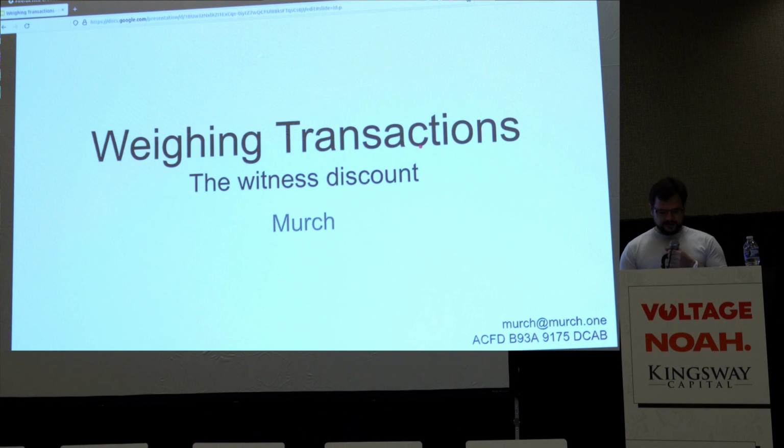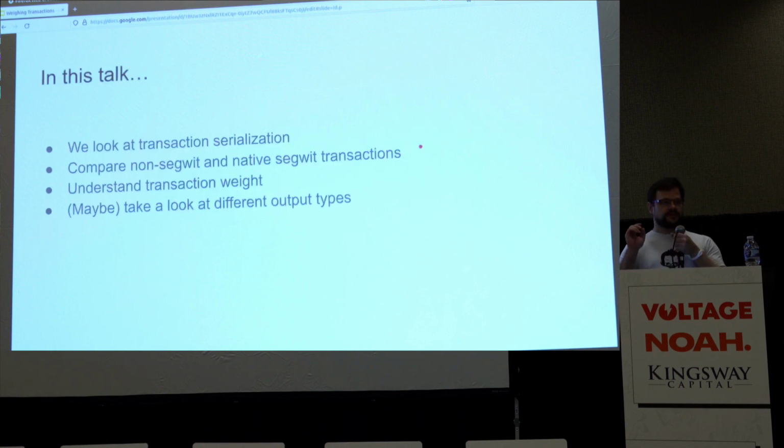I'm going to try to walk with you through a transaction serialization, the Bitcoin transaction serialization, and we'll try to understand a non-Segwit transaction and then a Segwit transaction to compare it to. And I hope by the end of this talk you understand how the transaction weight is calculated and how the witness discount works. And if we get to it, we may take a look at a few different output types in the end as well.